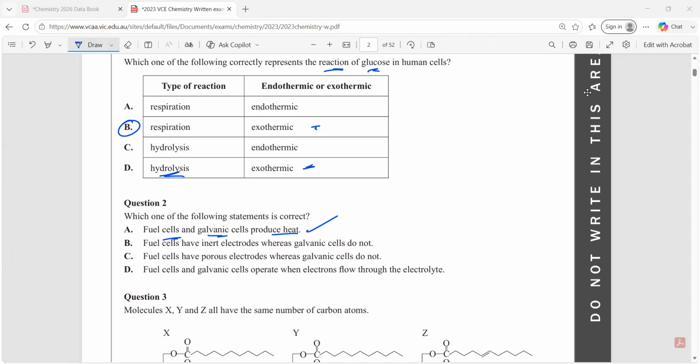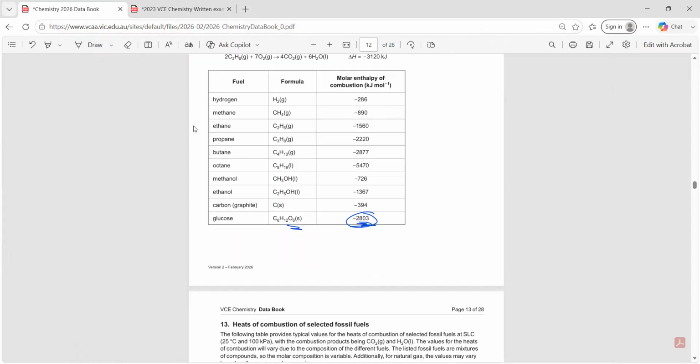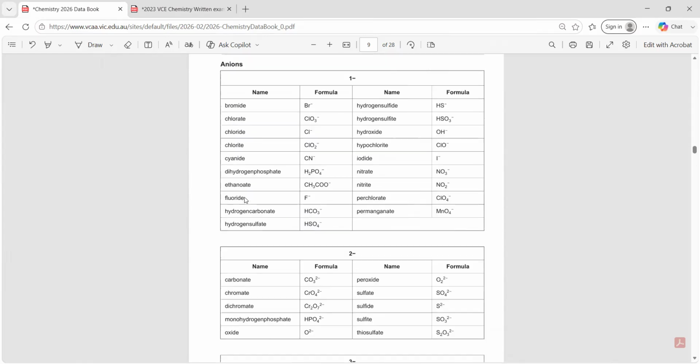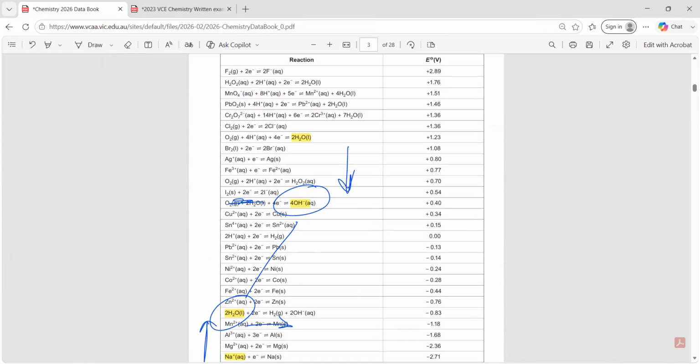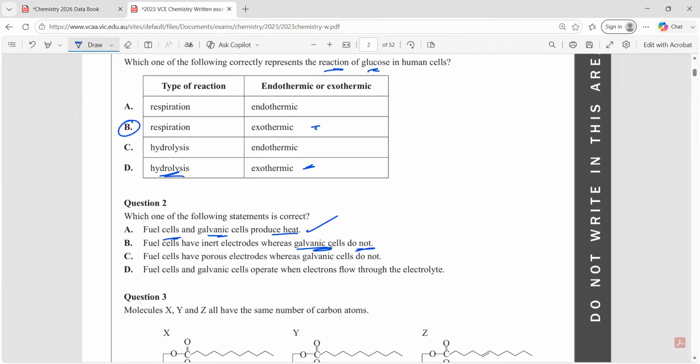Fuel cells have inert electrodes, whereas galvanic cells do not. So galvanic cells can have inert electrodes, especially when you're looking at half cells that both have ions, like for example, tin 4 plus and tin 2 plus. The best electrode to use in this situation would be a platinum or a carbon electrode. So yes, galvanic cells do use inert electrodes.